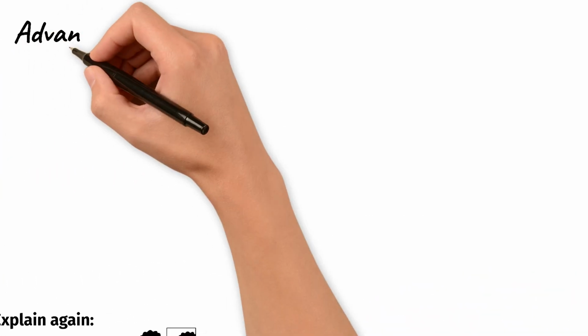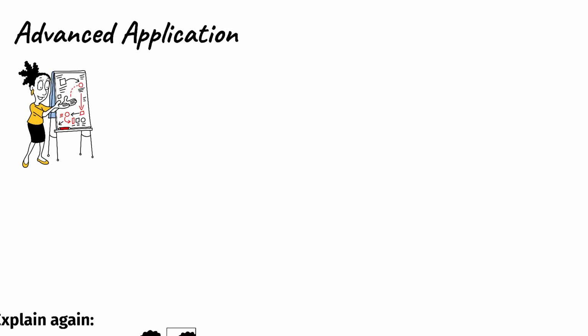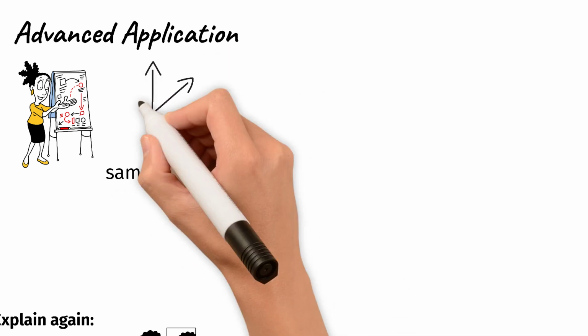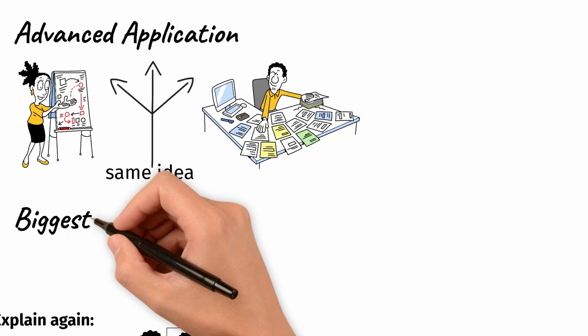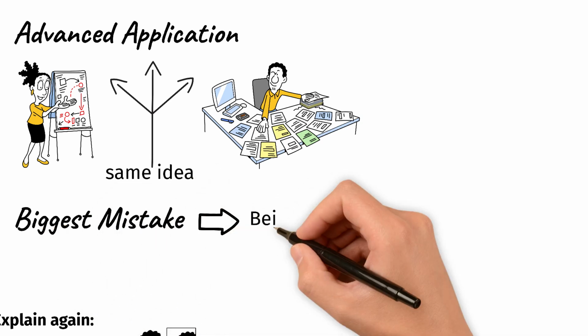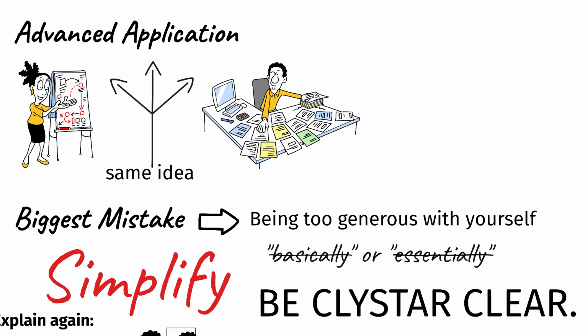Once you master the basics, try these variations. Explain concepts using only drawings, teach the same idea 3 different ways, or connect new concepts to things you already understand perfectly. The biggest mistake? Being too generous with yourself. If your explanation feels choppy, or you're using vague words like basically or essentially, you haven't simplified enough. Push yourself to be crystal clear.